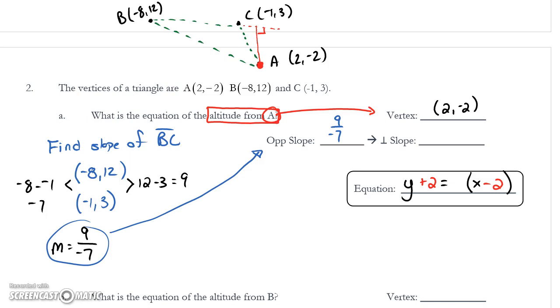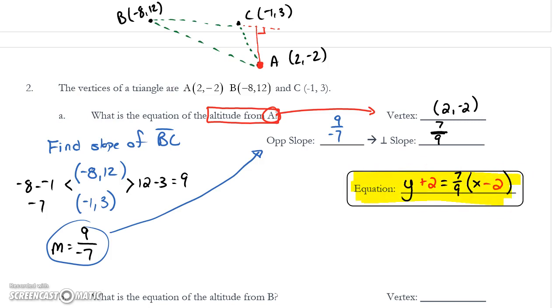That's great, but that's not the slope I use. Because an altitude is perpendicular to my opposite side, I use the perpendicular slope. Perpendicular slope is the opposite reciprocal. This slope has a negative, which means this slope will not. That's the definition of opposite. One has a negative, the other does not. This is going to be completely positive, and I flip my fraction, so it's positive 7 over 9. That's what goes in here for my slope, and I'm done.